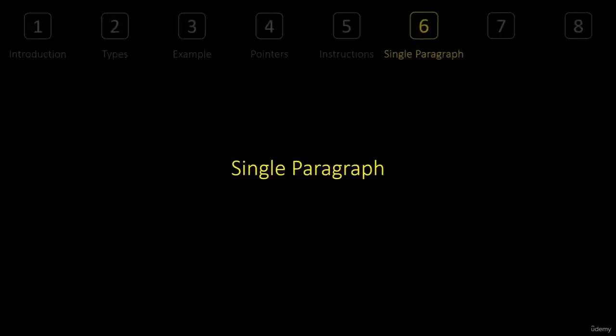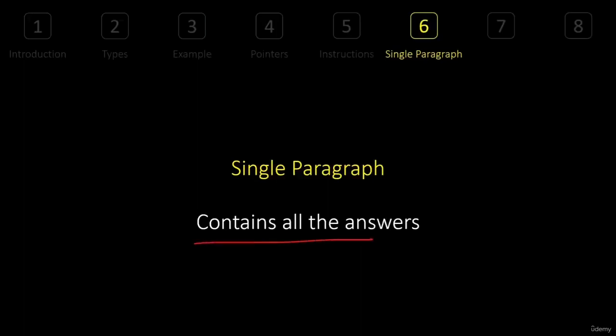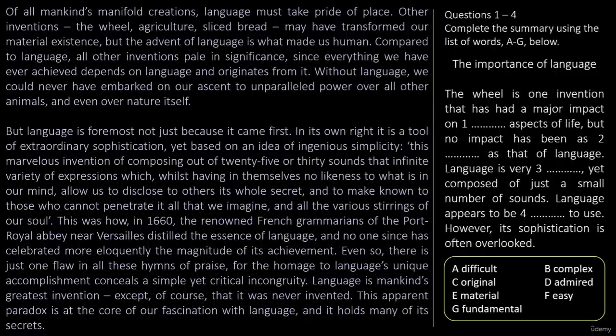Okay, good. Second one: a single paragraph is important, not 2 or 3. Now look, they will contain all the answers for sure. We will see how they contain all the answers. Look here, we have the starting and ending here. If we connect the first sentence, the wheel is one invention that has had a major impact on something. Now, I'm not asking you to find the answer first. I'm asking you to find where the answer is taken from. Is it paragraph 1 or paragraph 2?